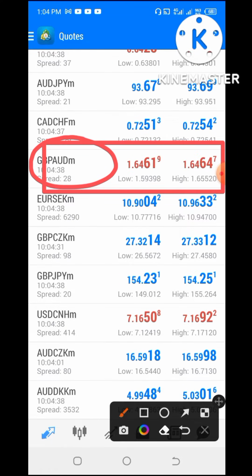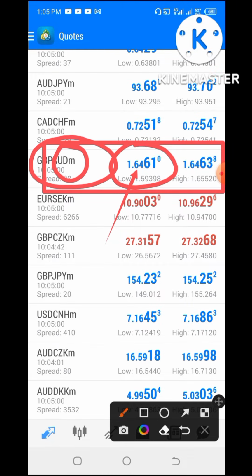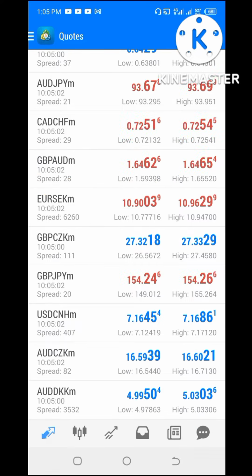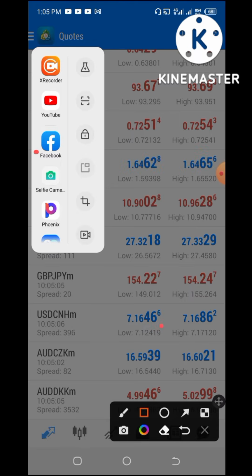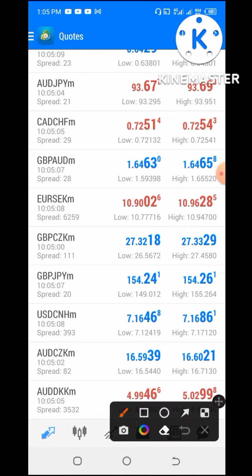Now let me explain something. What you see here is our bid price. So it means that for you to sell GBP, you need a unit of 1.6461 Australian dollars. You see that? Let me repeat again, guys. I want you to understand this. I'm giving you an example of this.